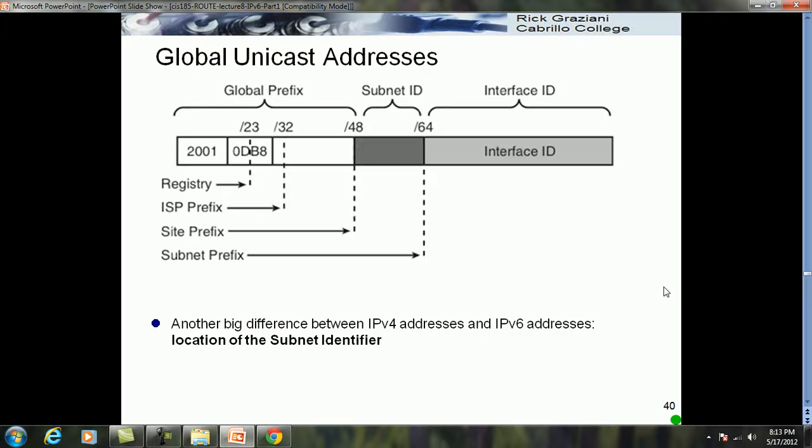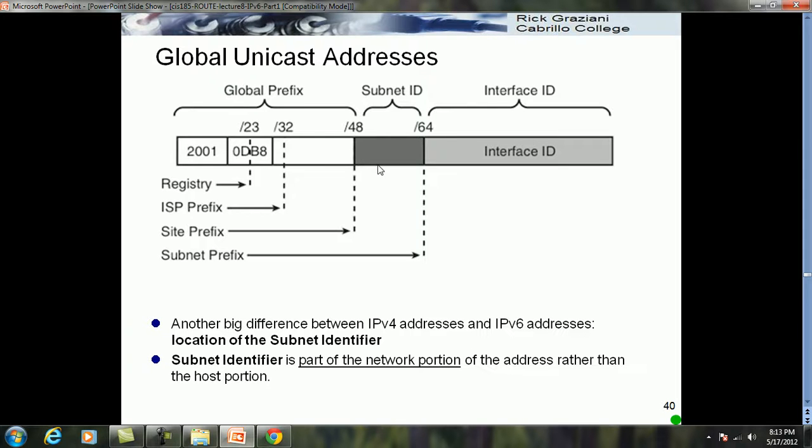Another big difference between IPv4 and IPv6 is the location of the subnet identifier. In class A, network, host, host, host. Class B, network, network, host, host. Class C, network, network, network, and then host. But over here, it is perfect. The subnet identifier is a fixed thing. So, the subnet identifier is a part of the network portion of the address rather than the host portion. Right? So, this is my entire subnet identifier.